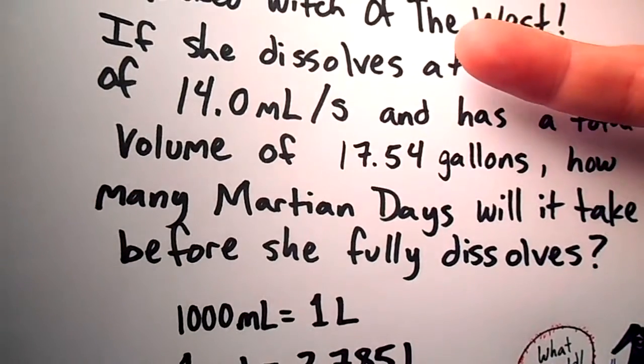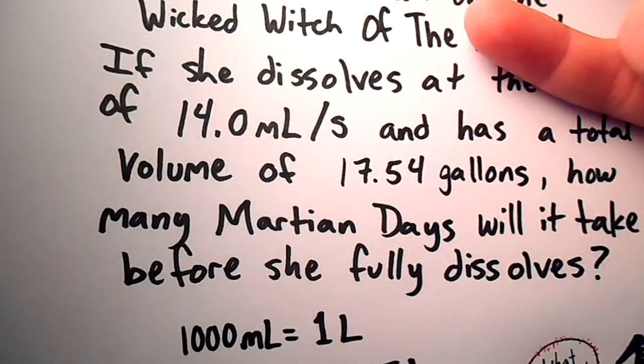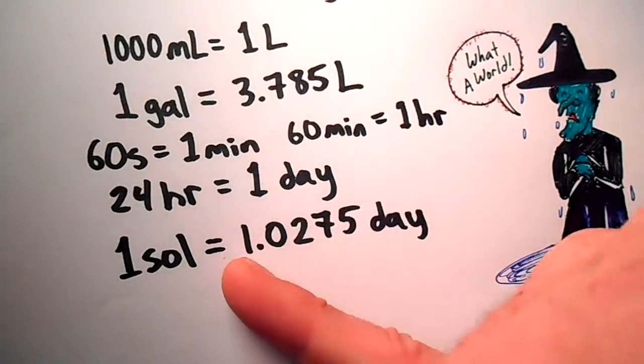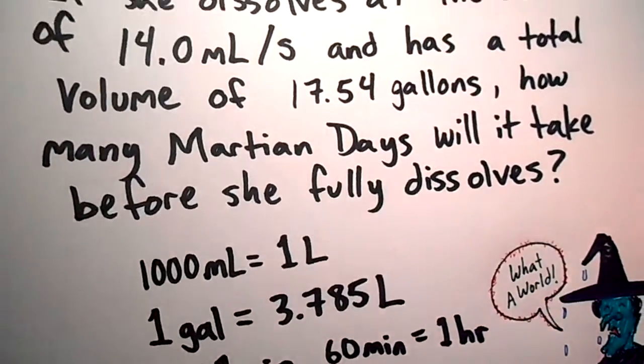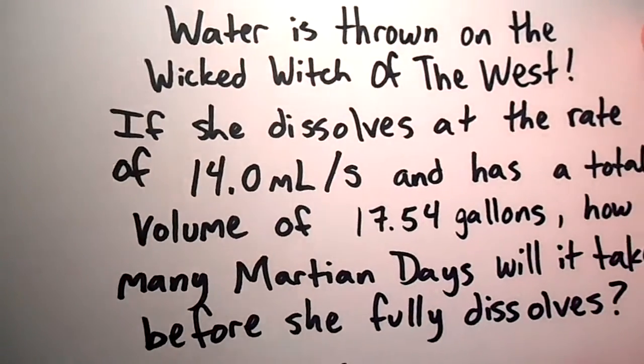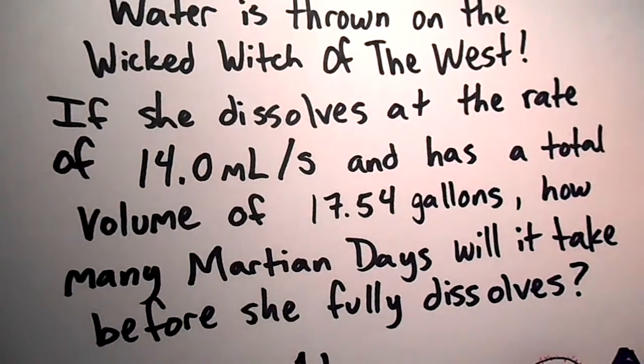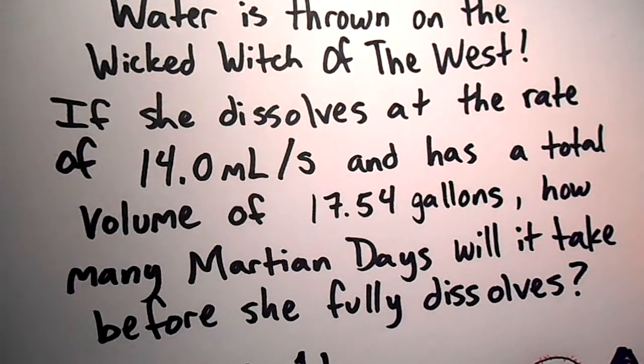If you were able to get to the point where you had the number of Earth days it's going to take her to dissolve, couldn't you then easily convert that to how many Martian days it's going to take using this last conversion? So you just want to kind of take a step back from the problem and think through how this problem could be easier in smaller pieces, and then you might realize your path to the answer. So actually, we're going to start here.